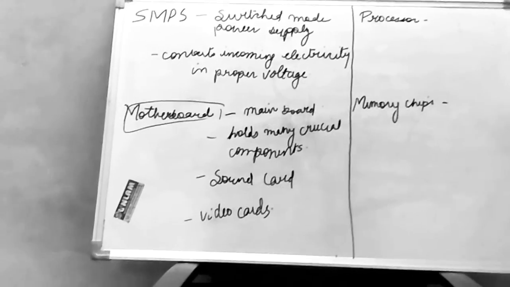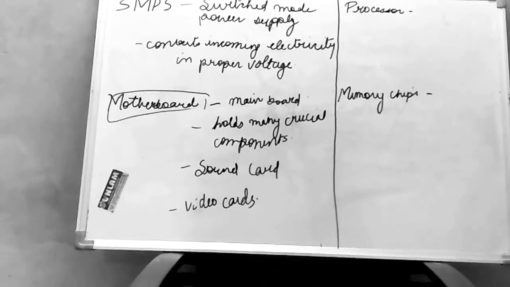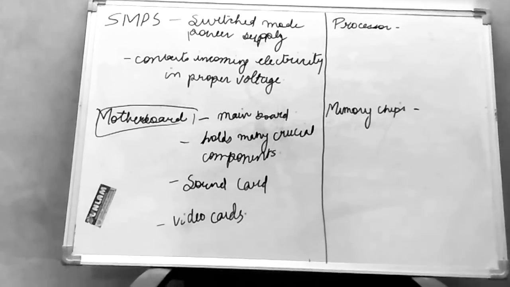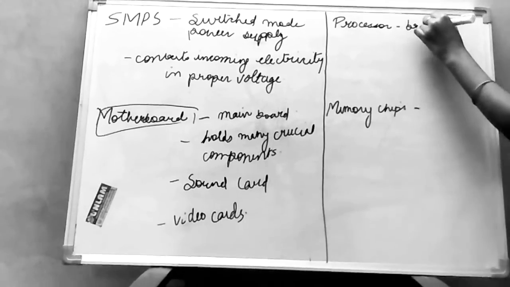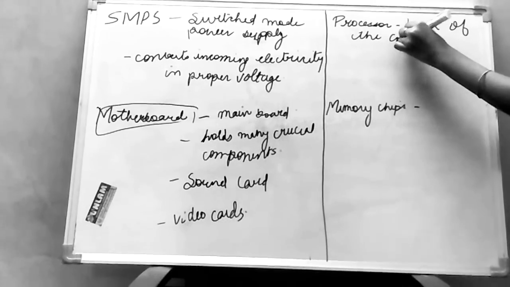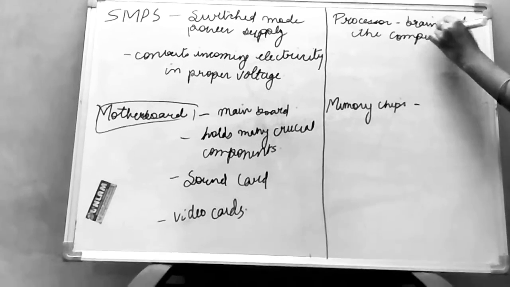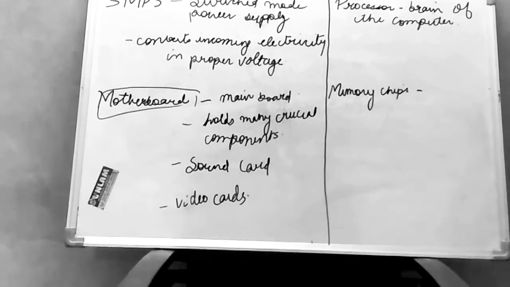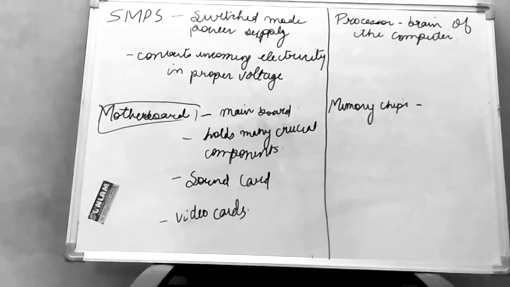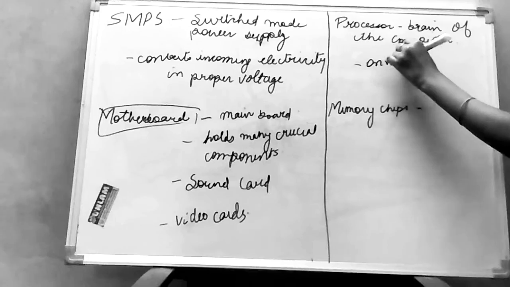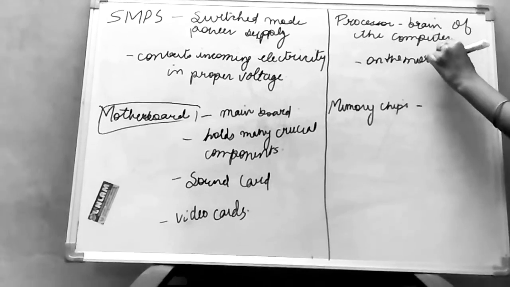Next are the processors. Processors are also known as the CPU. They are the brain of the computer. We have learned from class 1 or 2 that the CPU is the brain of the computer, and it is present on the motherboard.